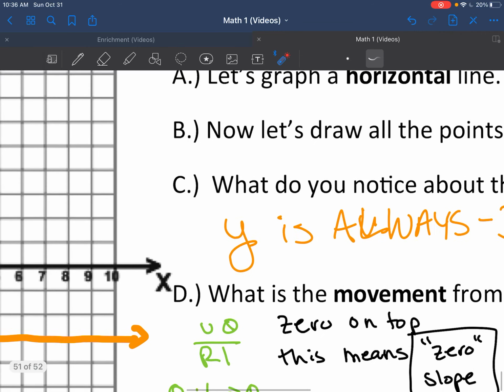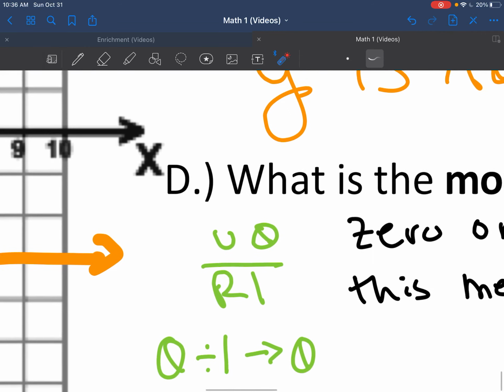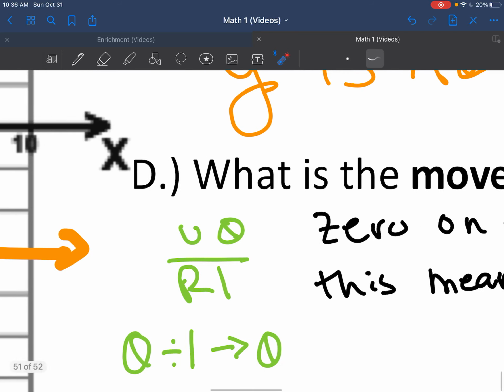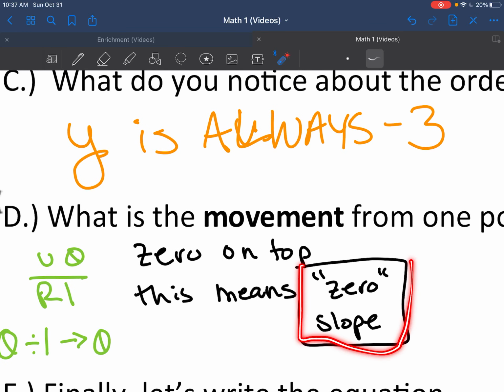So when we write that as a slope, we have 0 over 1. And if you do that in your calculator, you actually get a number that is 0. So if you see a 0 on top, this means you have a 0 slope because you can do the math for this fraction. 0 divided by 1 is 0. You can divide 0 by 1, but you cannot divide by a 0. So 0 can't be here when you're dividing. Then you get an error sign.